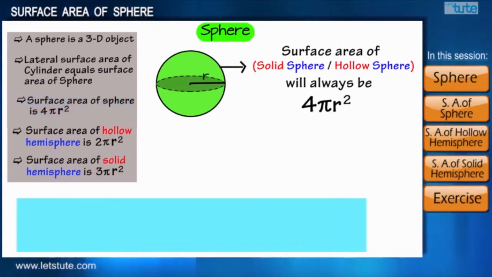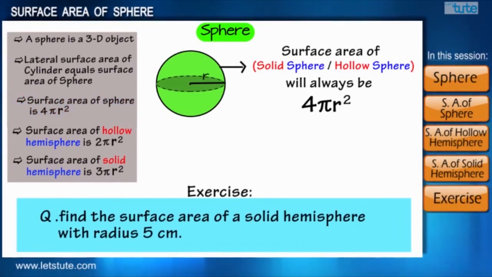So let's take an exercise on hemisphere. Find the surface area of a solid hemisphere with radius 5 cm.